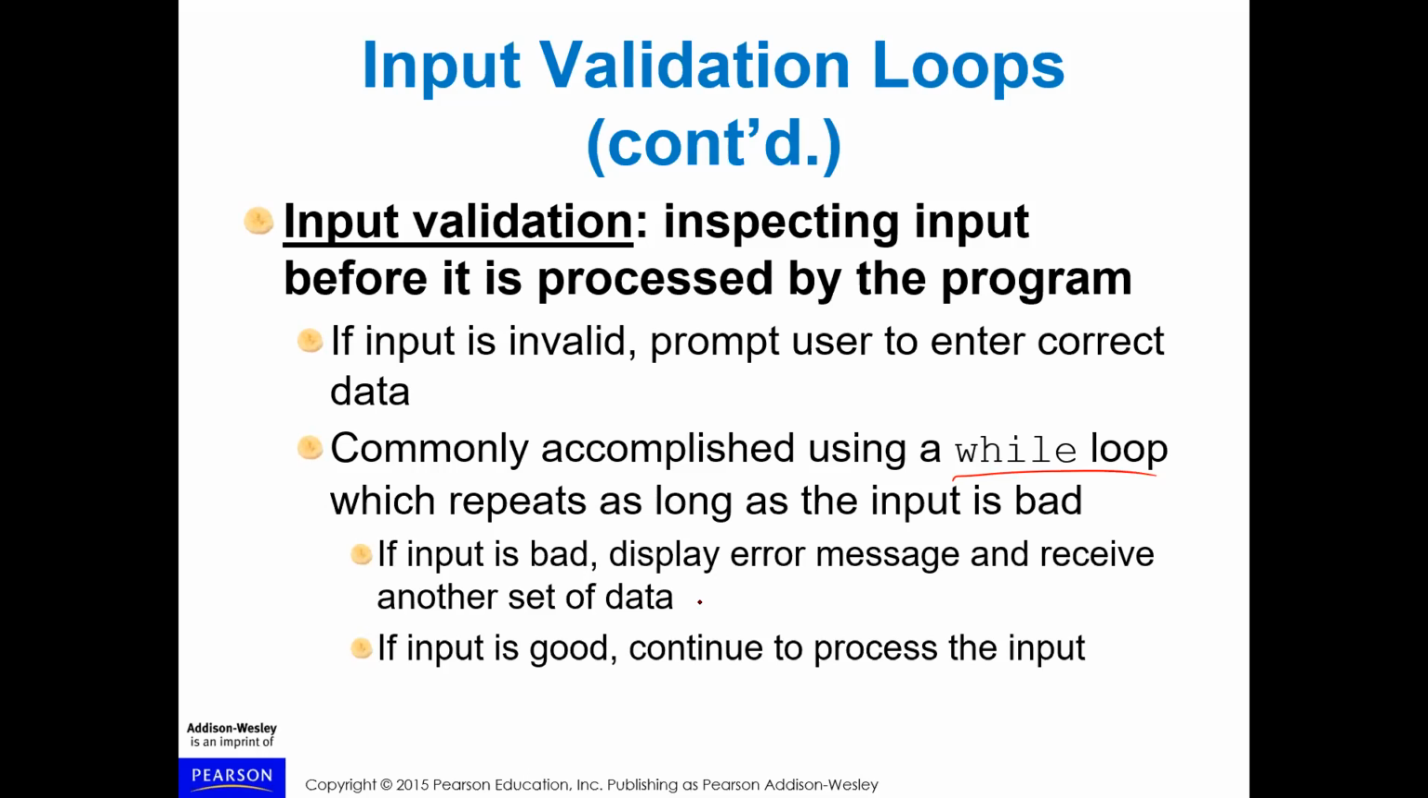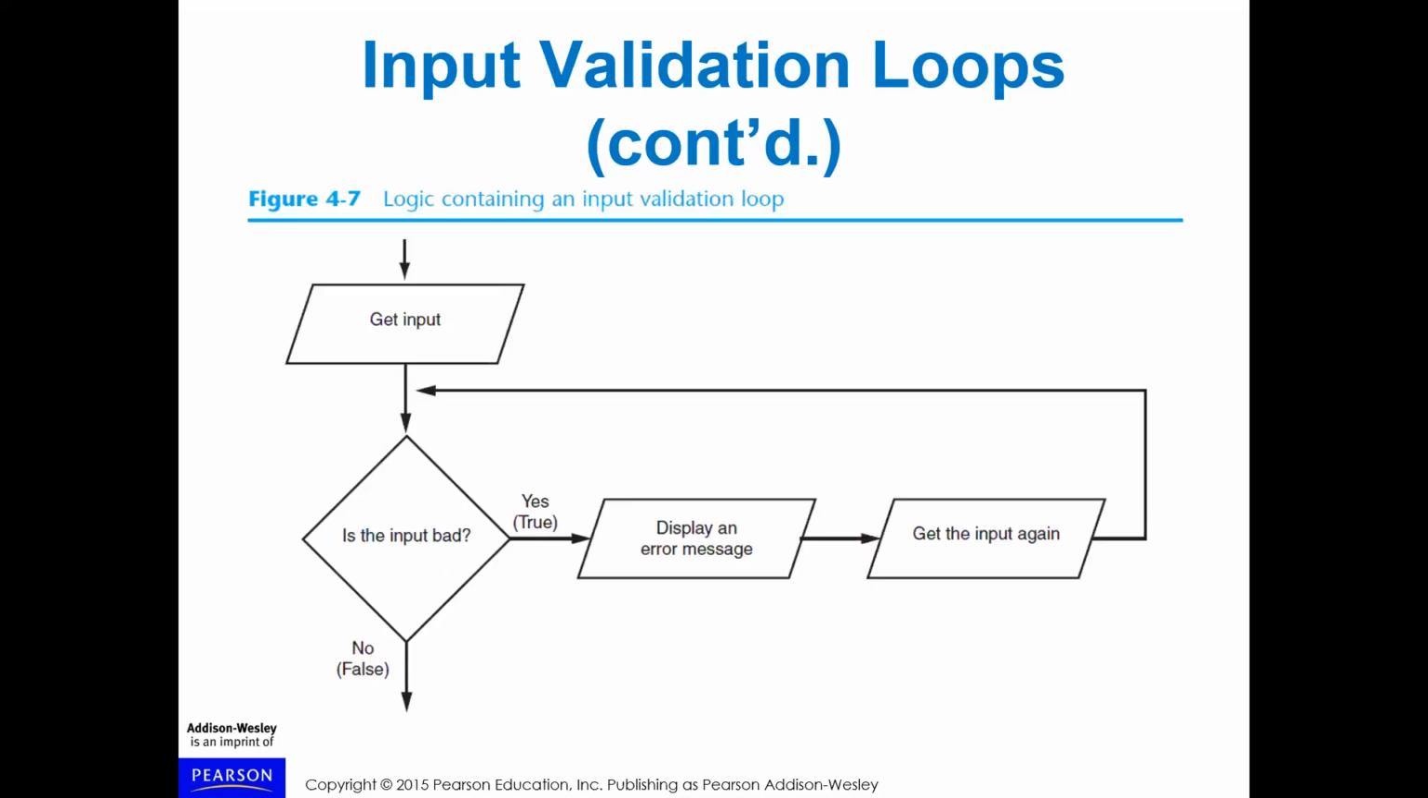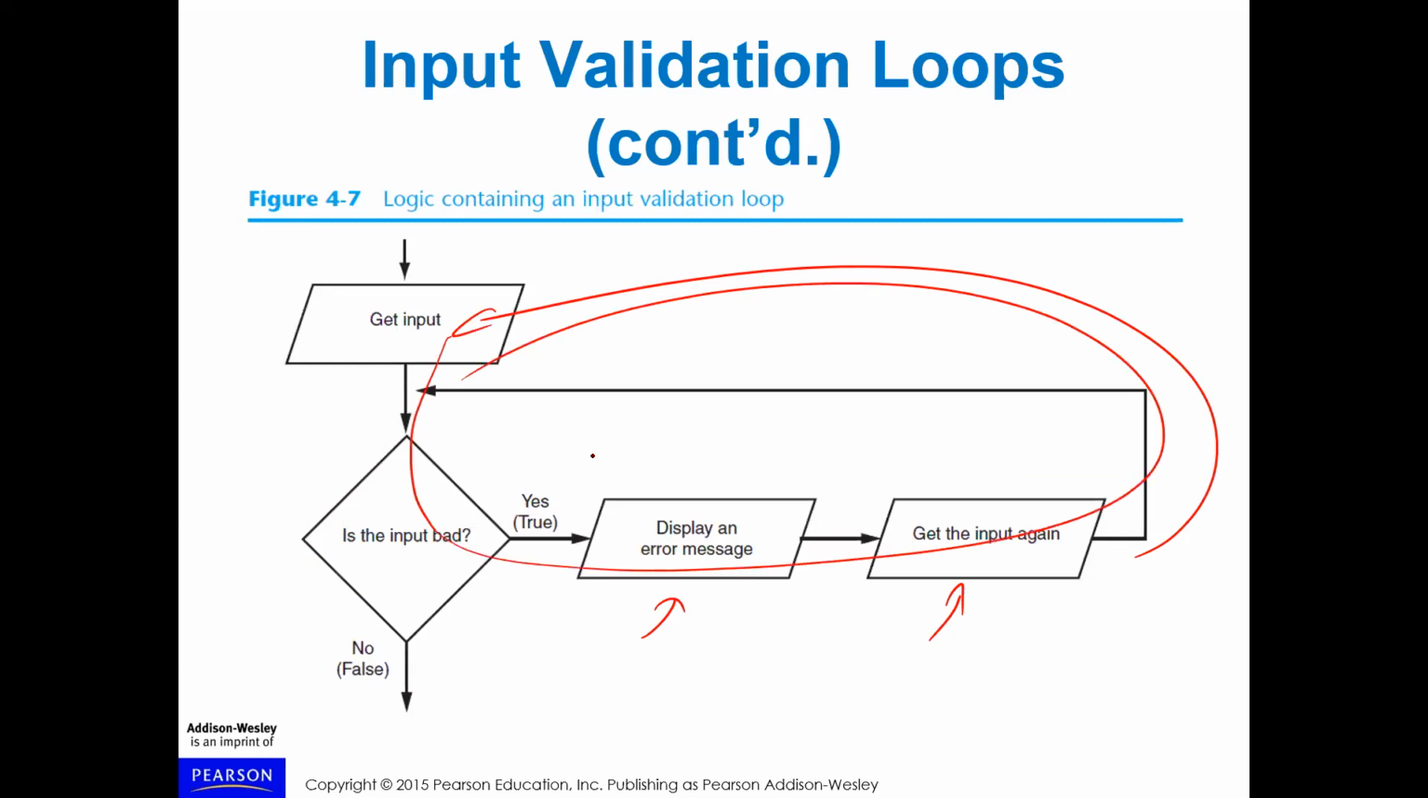And then you want to notify the user if you found something wrong with it by showing some kind of an error message. All right, so here's the flow chart. So you get input. Is this a bad input? If so, you display the error and then you try to get the input again, go back into the loop and so on. So you're kind of in that loop like that.